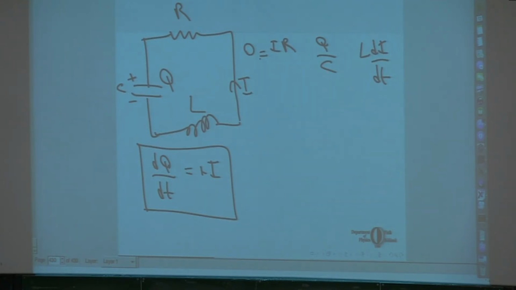Positive or negative? I times R is the potential drop as we go from this point to this point. Now from this point to this point, do we have a potential drop or a potential increase? It's a drop because the positive plate is at a higher potential. So again, it's a potential drop. We are writing the potential drops, so it is positive.